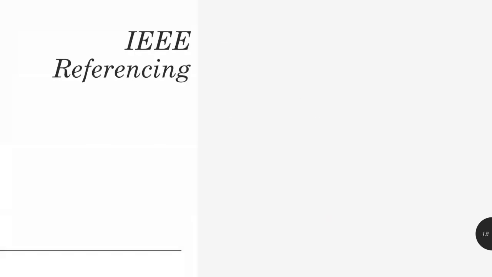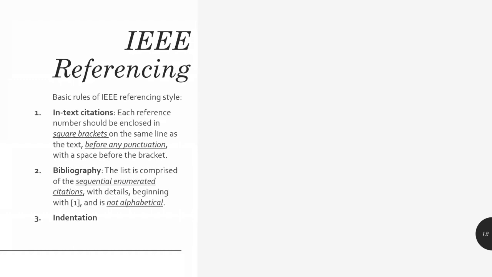Let's move on to the IEEE style of referencing. So compared to Harvard, the IEEE style of referencing is more direct and less complicated. So here are the basic rules of the IEEE referencing style.